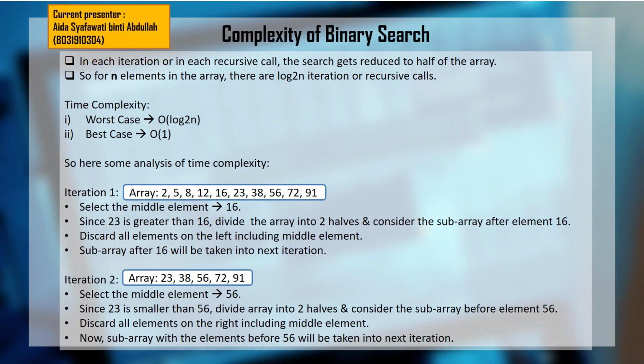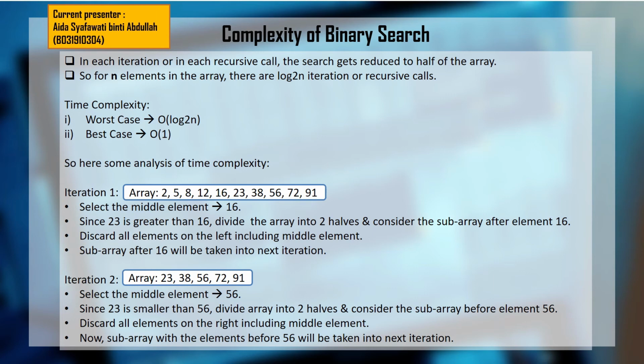So I will be presenting about the complexity of binary search. In each iteration or in each recursive call, the search gets reduced to half of the array. So for n elements in the array, there are log base 2 n iterations or recursive calls. These are the time complexity for binary search: worst case O(log base 2 n), and best case O(1).